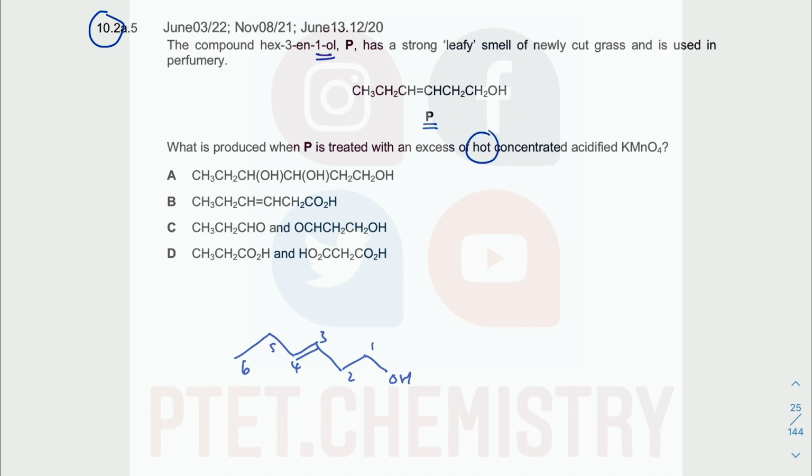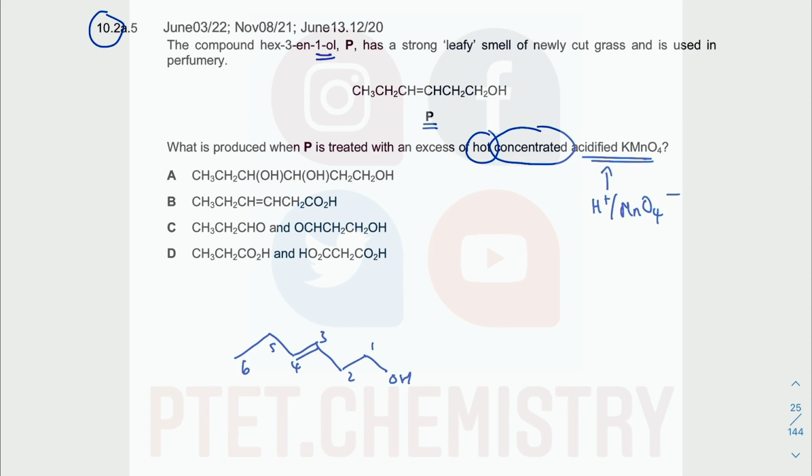So now you have hot, concentrated, acidified KMnO4. Without the acid, your redox will not work. You can think back about your redox reactions ever since O-level. Have you ever seen MnO4 minus without the acid? That's because you need the acidified MnO4 minus. Otherwise it will not work. If you forget the acid in your conditions, it will not do this reaction.